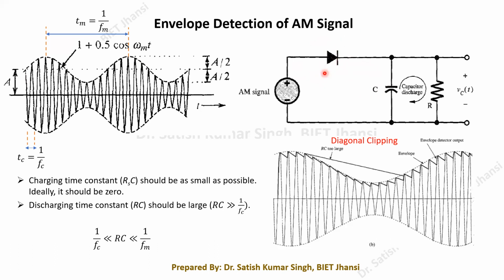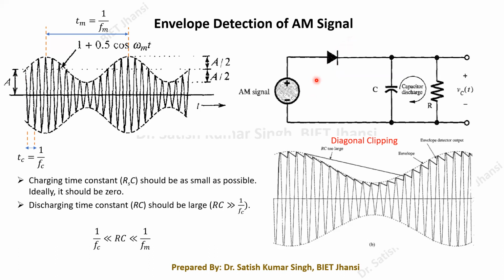Sometimes it acts like an on switch, and sometimes it acts like an off switch. When it is forward biased, it acts like an on switch, and when it is reverse biased, it acts like an off switch. This is how the diode actually works here.